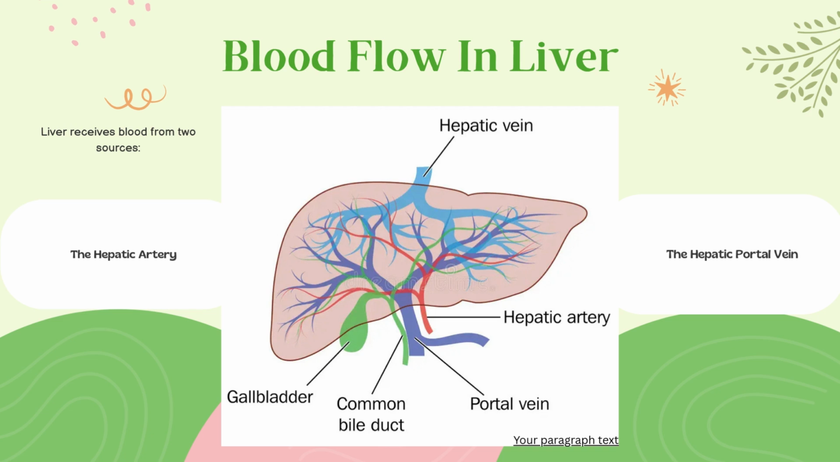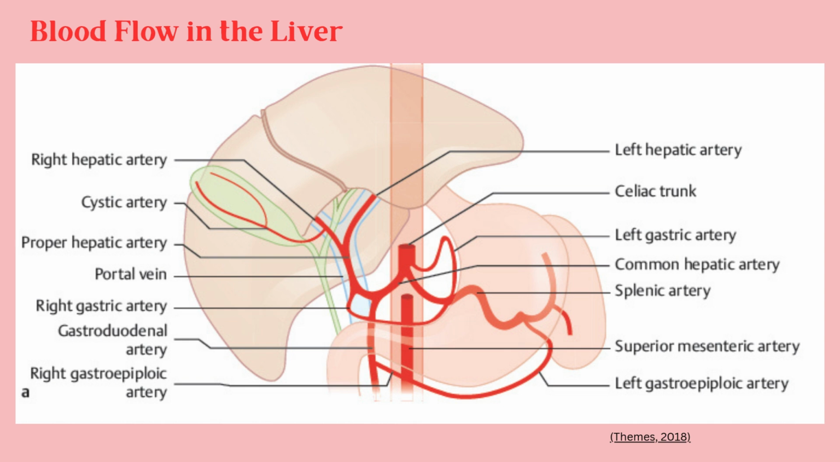Hepatocytes, the primary functional cells of the liver, are responsible for carbohydrate, lipid, and protein metabolism, detoxification, and immune cell activation to maintain liver homeostasis. The liver receives blood from two sources: the hepatic artery, which originates from the celiac branch of the abdominal aorta and carries oxygenated blood from the circulation to the liver, and the hepatic portal vein, carrying nutrient-rich deoxygenated blood from the small intestine and spleen to the liver.